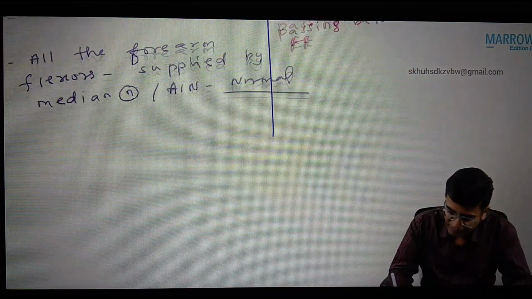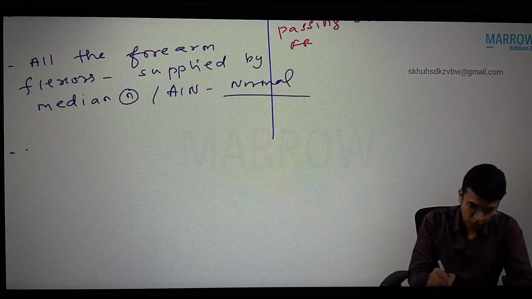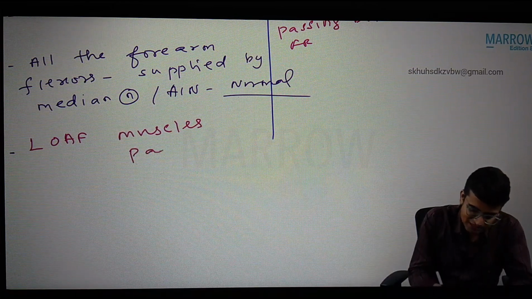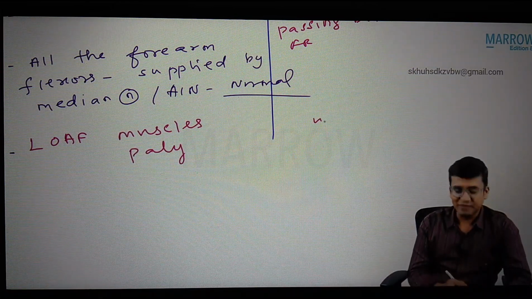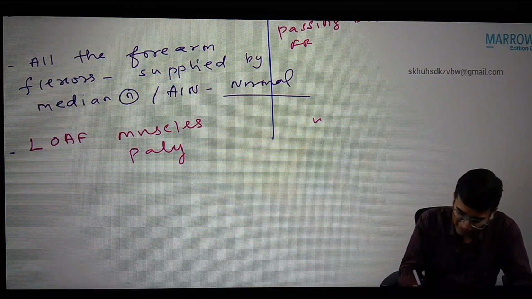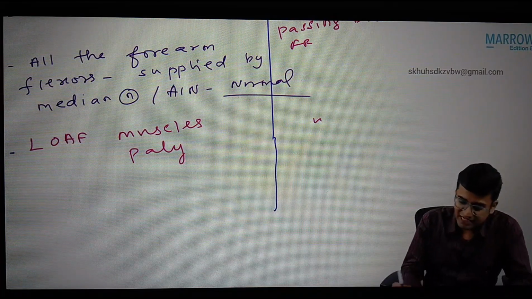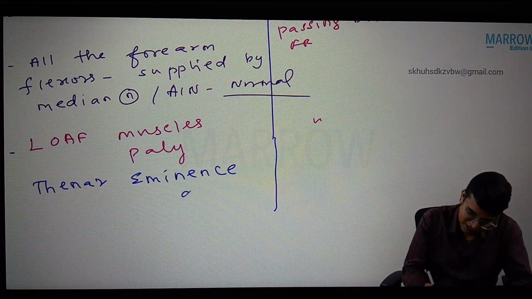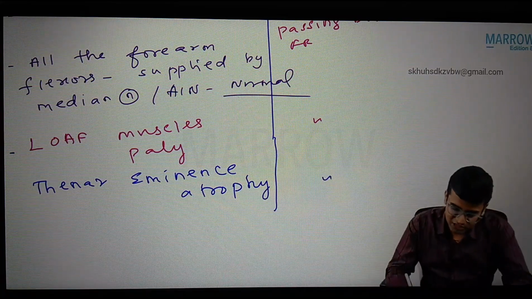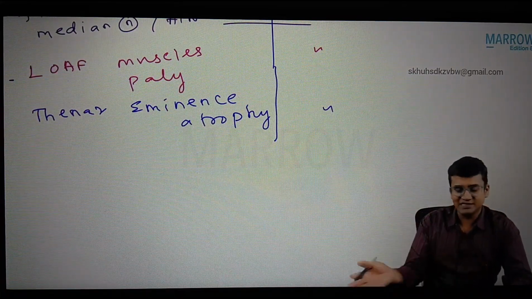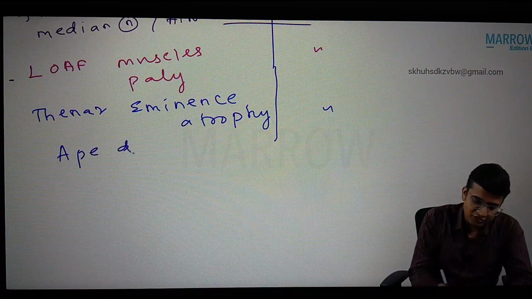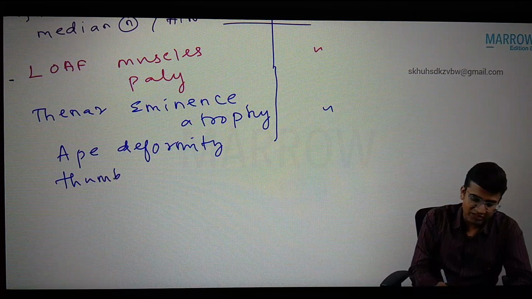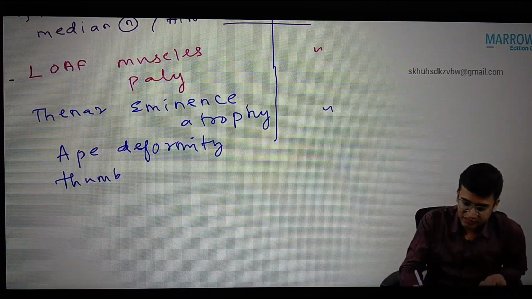Okay, right. Next, what about the LOAF muscles? LOAF muscle palsy. Again, same. Because of LOAF muscle involvement, the patient has thenar eminence atrophy. Even in carpal tunnel syndrome, you see thenar eminence atrophy. Same, LOAF muscle palsy, thenar eminence atrophy, and also the patient has ape thumb deformity. Okay, right. Same points for the carpal tunnel syndrome.